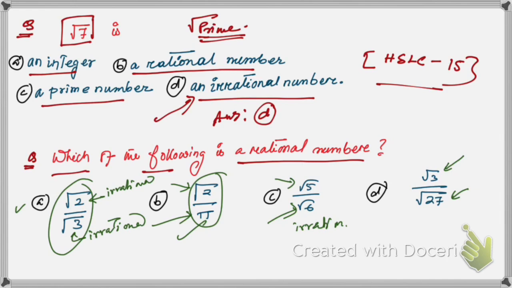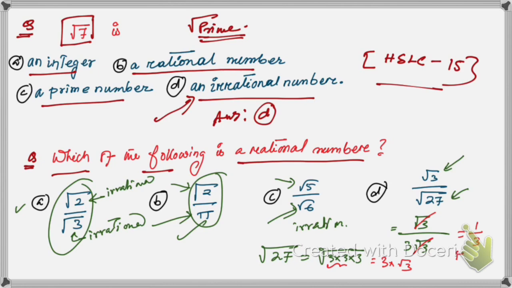Let me tell you why. Here root 3 is root 3, and root 27 can be written as 3 root 3. Let me tell you how. If you factorize root 27, you will get 3 into 3 into 3. Then 3 into 3, its square root will be 3. So you will get 3 into root 3, correct? So here root 3 cancels. You will get 1 by 3, which is a rational number. So that is why option D is correct. Hope you have understood this. Now let's solve another question.